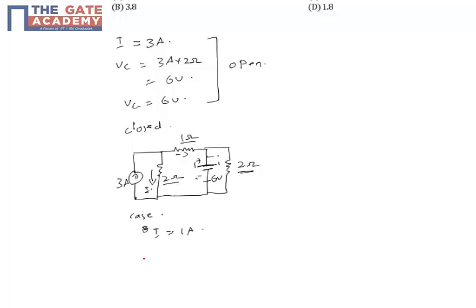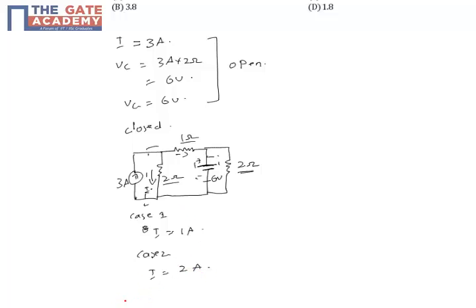Next, in case 2, we will open this. This current source will be considered as an open circuit, and this will be the only voltage source. Now the value of this current I will be equal to 6 divided by 3, which is equal to 2 amps. Now we have to add these two components.